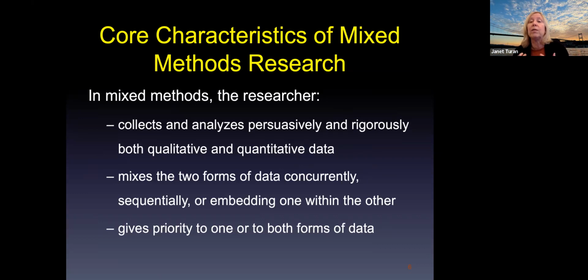And again, you need to mix the data either concurrently, if you're doing both types of data collection at the same time, sequentially, or embedding one within the other. And sometimes researchers give priority to one type of data. They may say, this is mainly a quantitative study, but we're also integrating some qualitative, or they might go the other way around, or they might say we're giving both types of research equal weight.